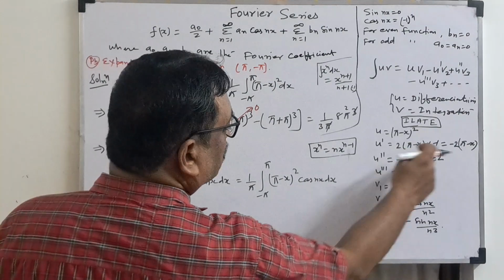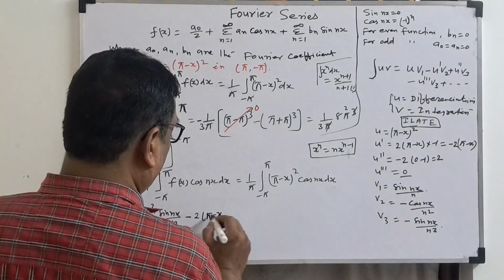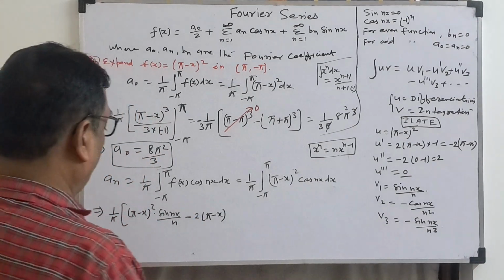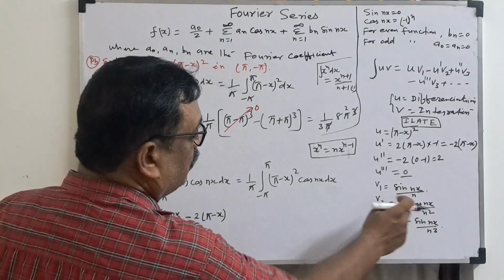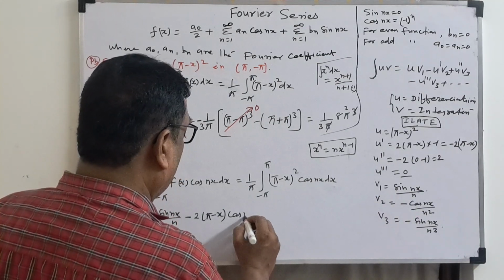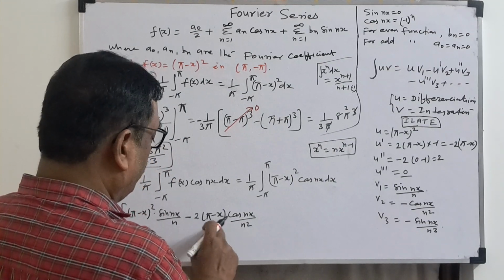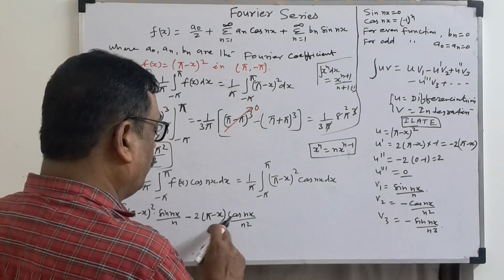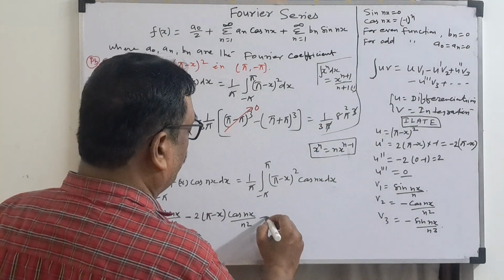So what is u dash? 2 (pi minus x). These steps you have to be very careful. This, then v1 over v2. What is v2? Cos nx by n square. So see here, this also negative, both will come positive, and our formula negative is there. Next formula will be positive.